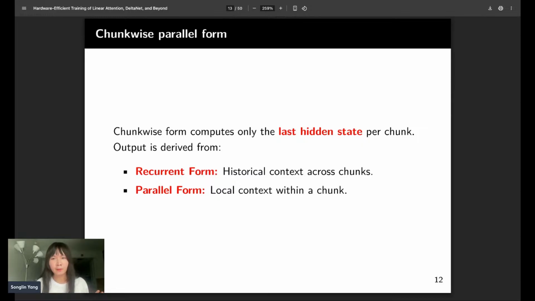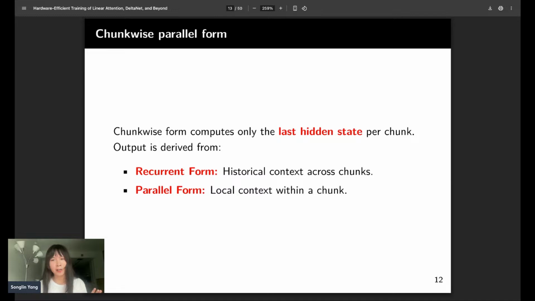In Chunkwise form, instead of computing the recurrent state for every single token, we only compute the recurrent state for each chunk and potentially materialize them onto the HBM. And then we can use a hybrid form to compute the desired output.